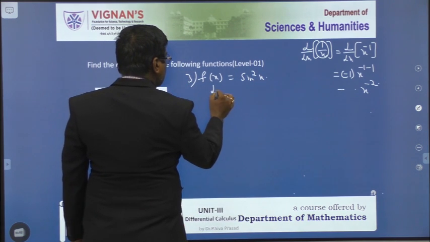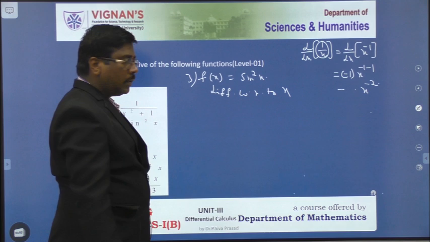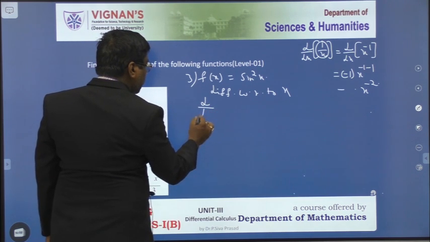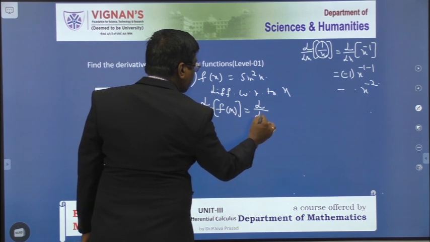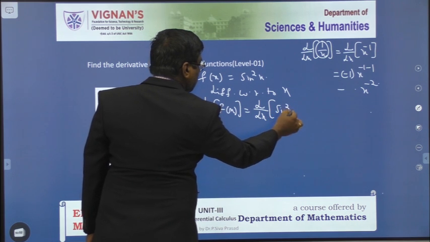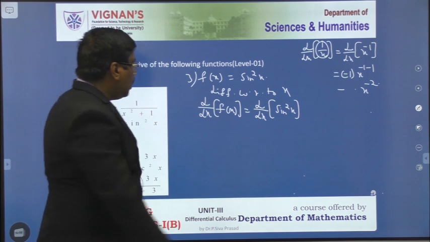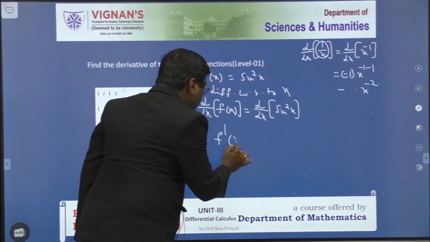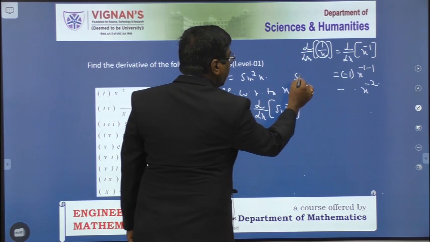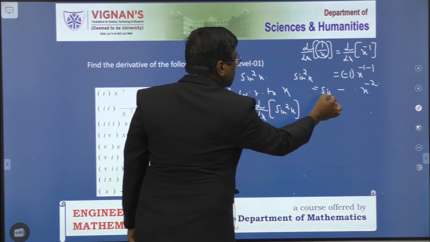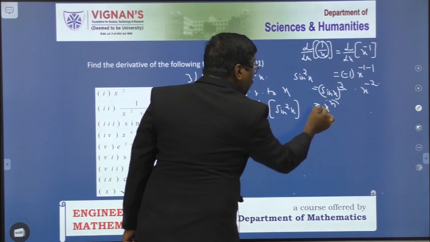Now differentiate with respect to x on both sides. Therefore, d by dx of f of x is equal to d by dx of sine square x. Please all of you observe how this derivative is to be done. Whenever you take d by dx of f of x, that means f dash of x. Sine square x can be written as sine x whole square. Then this is in the form of x power n. I have to assume it like that.